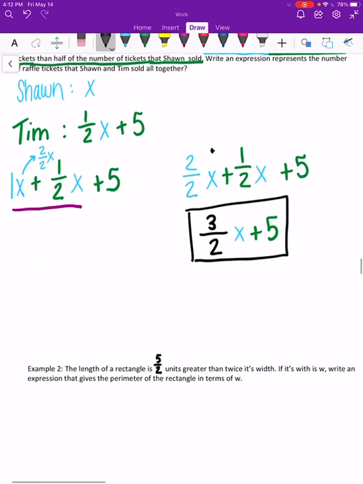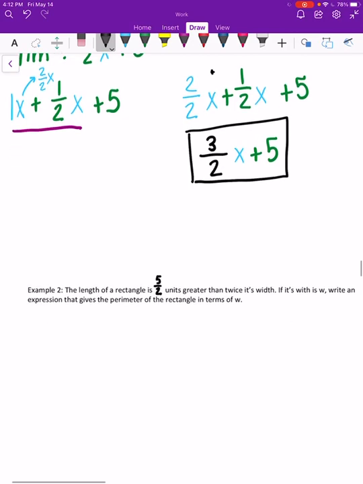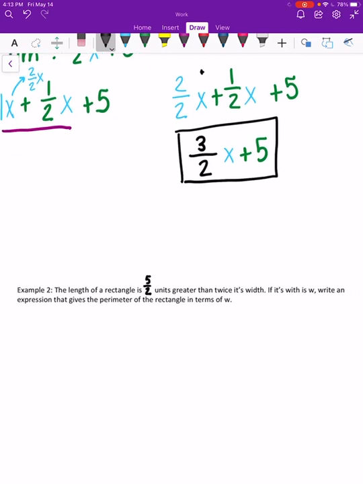Now let's go down to number 2. And example 2 says the length of a rectangle is 5/2 units greater than twice its width. If its width is W, write an expression that gives the perimeter of the rectangle in terms of W.